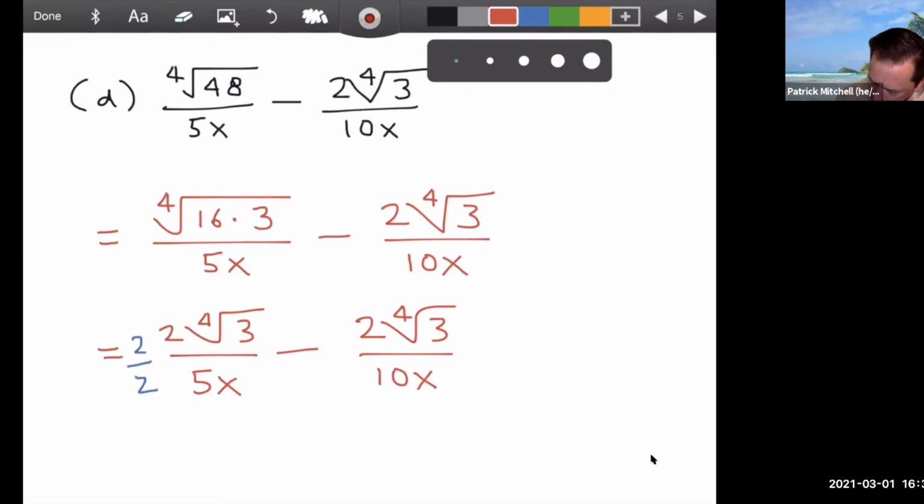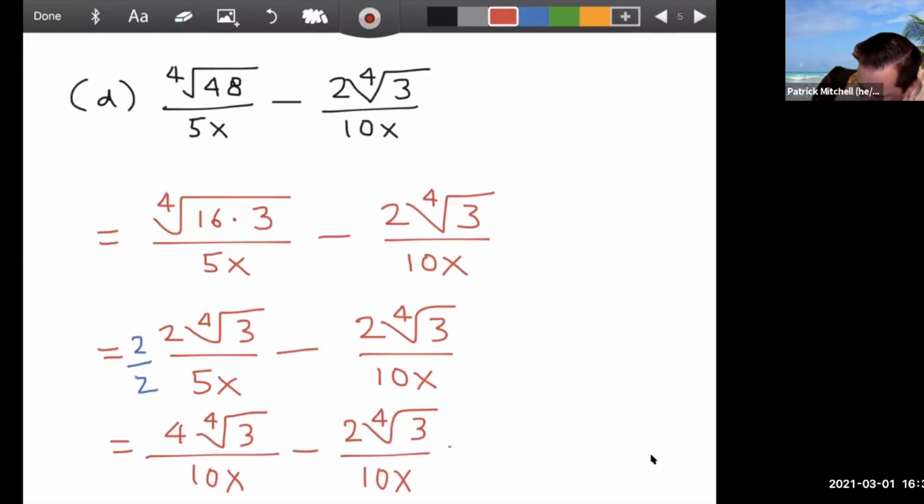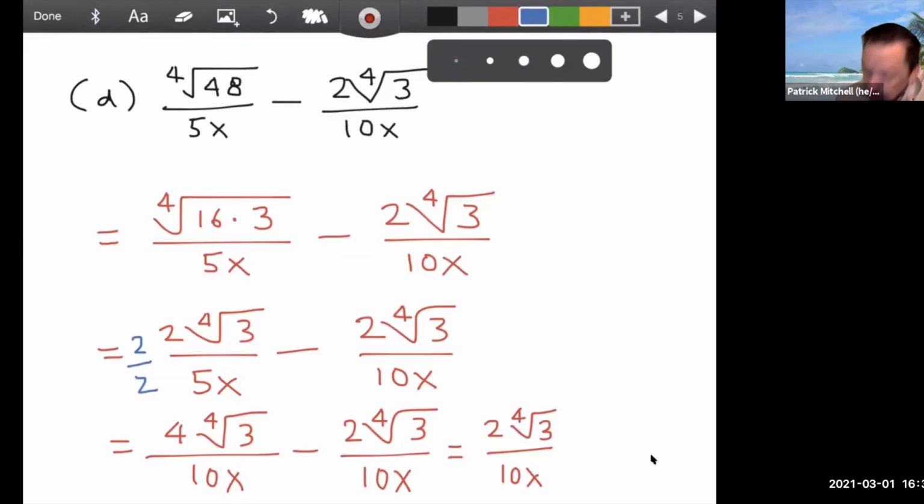And that is going to give me 4 times the fourth root of 3 over 10x minus 2 times the fourth root of 3 over 10x. They have the same denominator, which is 10x. 4 times the fourth root of 3 minus 2 times the fourth root of 3 is 2 times the fourth root of 3.